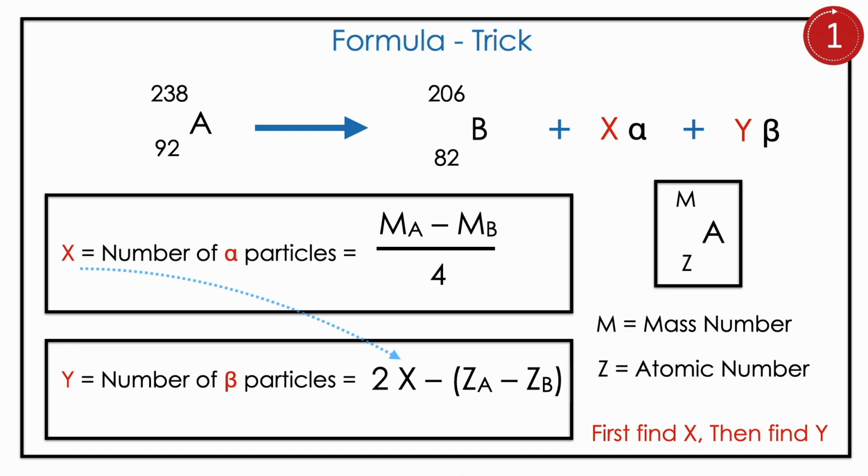Here you should know the normal notation. Here m means mass number, z means atomic number. So if you subtract the mass of B from A and divide by 4, you get the number of alpha particles. How do you find beta particles? That equals y. The formula is 2x minus the whole bracket ZA minus ZB. First you should find x, the number of alpha particles. Then only you can find y, the number of beta particles.